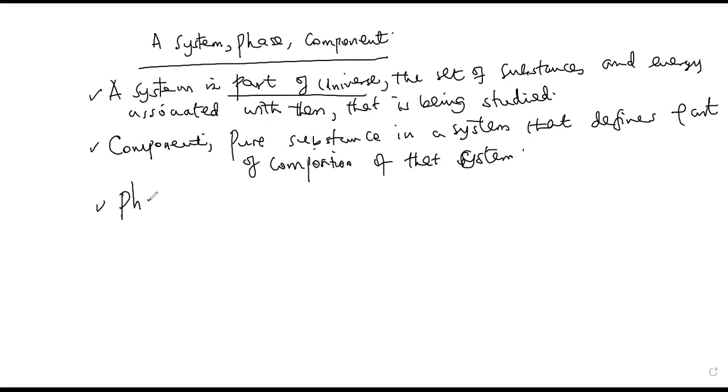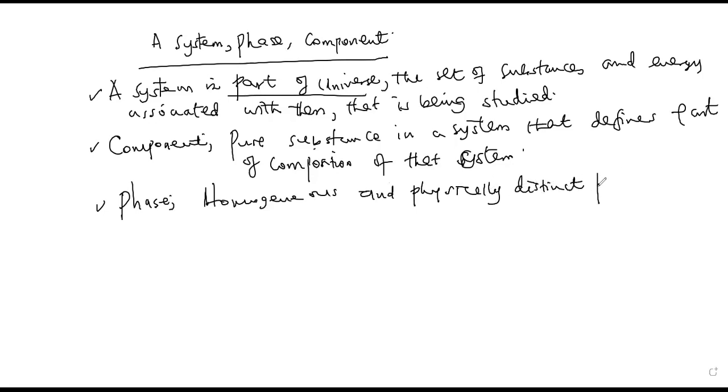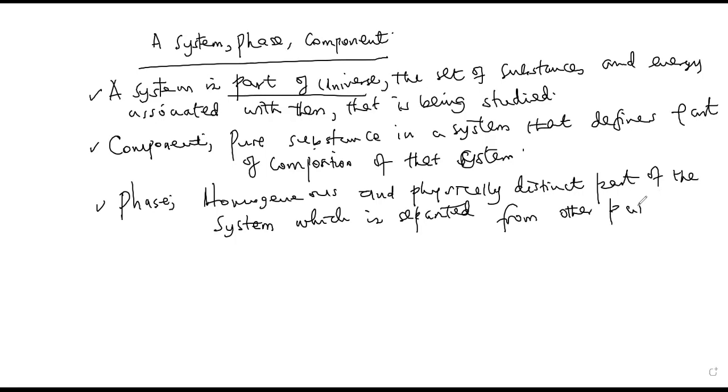Then we shall look at what a phase is. So when we define a phase, we shall define a phase as a homogeneous and physically distinct part of the system which is separated from other parts by a definite boundary. Simply that.